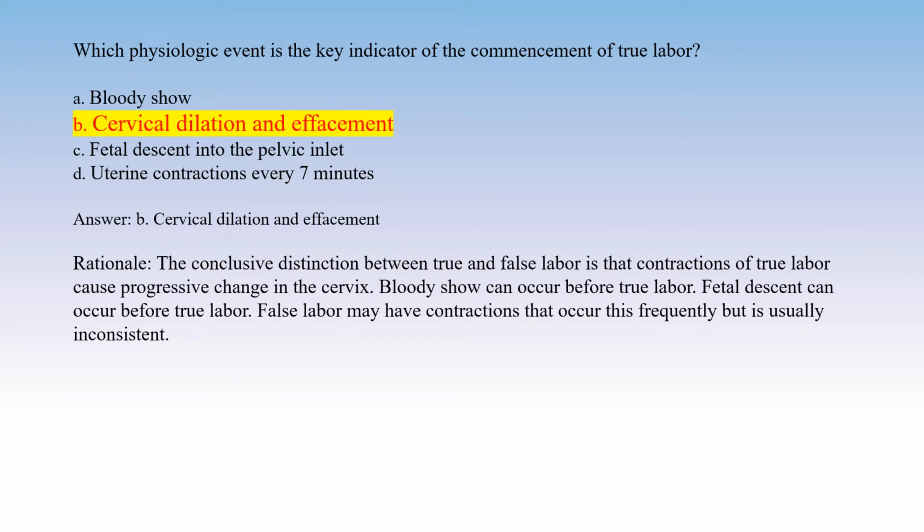Answer: B. Cervical dilation and effacement. Rationale: the conclusive distinction between true and false labor is that contractions of true labor cause progressive change in the cervix. Bloody show can occur before true labor. Fetal descent can occur before true labor. False labor may have contractions that occur this frequently but is usually inconsistent.